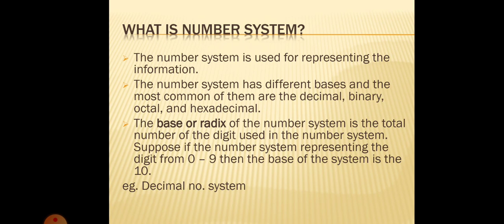So what is decimal number system? We know that any number which is denoted by using the digits 0 to 9, then that number is called as the decimal number. The base of this system is 10. Why are we saying that the base of this number system is 10? Because we are using the digits 0, 1, 2, 3, 4, 5, 6, 7, 8, 9. Means the total numbers are 10. That's why the base of the system is called 10 and the number system is called as the decimal number system.